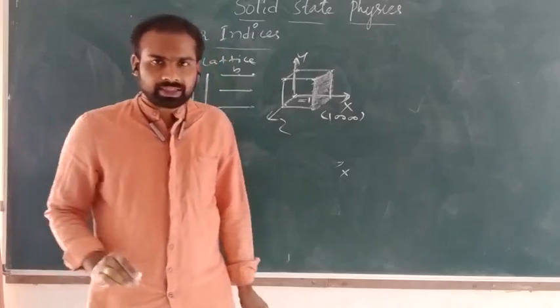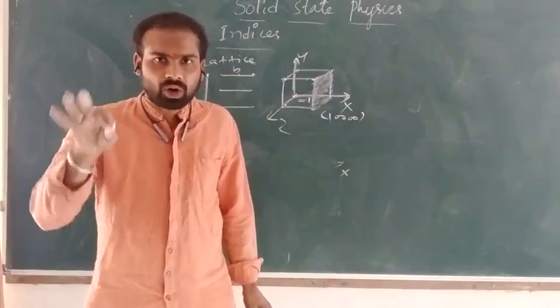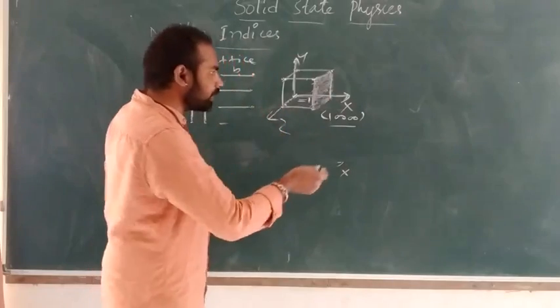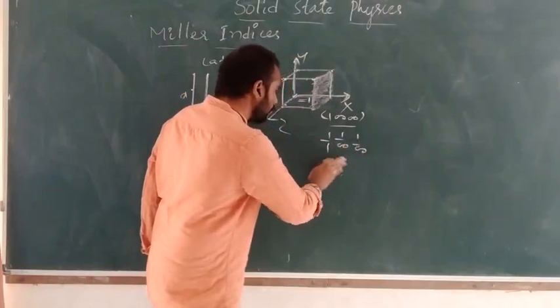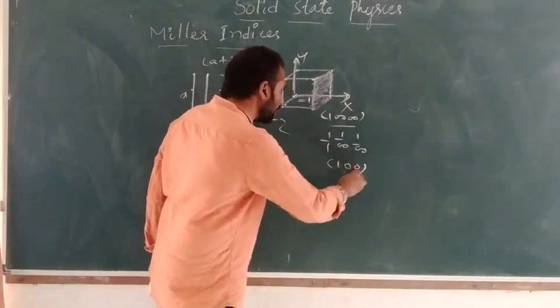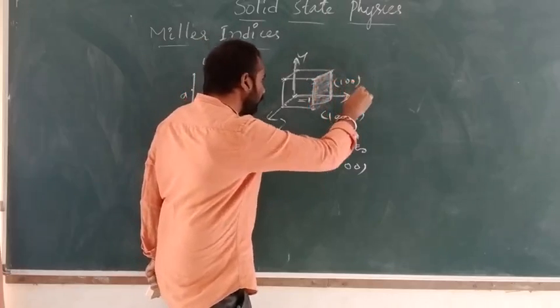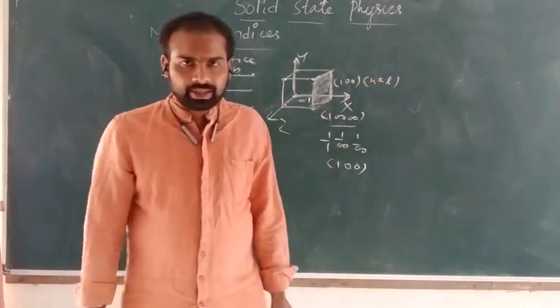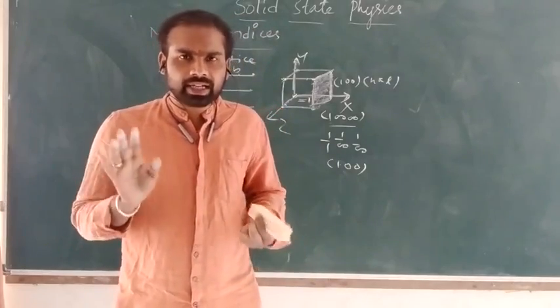Now, what are Miller indices? They are reciprocals of the intercepts made by the plane on the coordinate axes. The reciprocals will be 1 by 1, 1 by infinity, 1 by infinity. So this plane can be represented by 1, 0, 0. These are the h, k, l, the smallest possible integers.